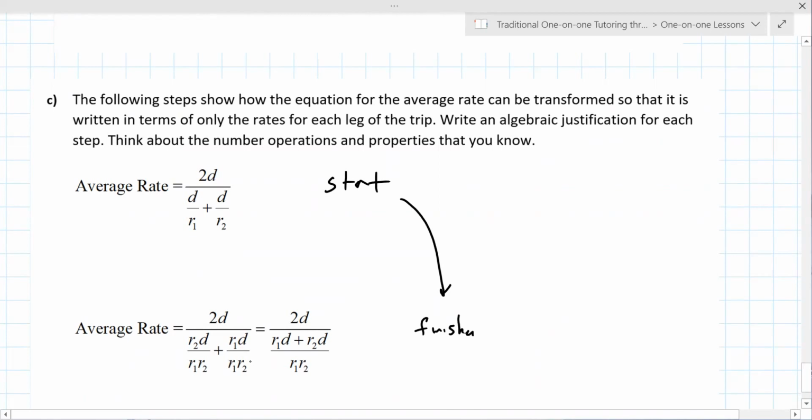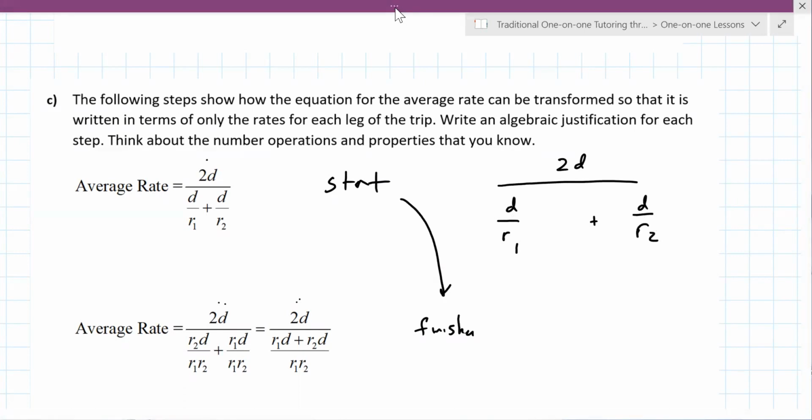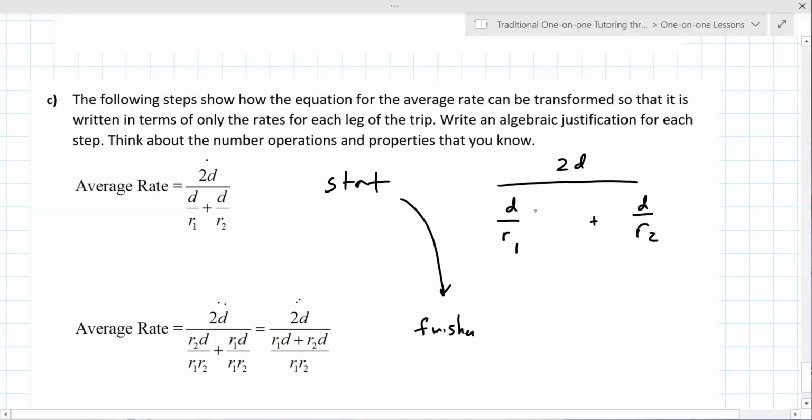On the left here, see how the top is the same each time. So there's nothing on the top. Now on the bottom, I'll show you what they're doing here: D over R1, D over R2. They are making a common denominator on the bottom, and they're doing that by multiplying the top and bottom by R2, and the top and bottom over here by R1. That's what they did. So somewhere you want to say something like common denominator. That would probably be good.